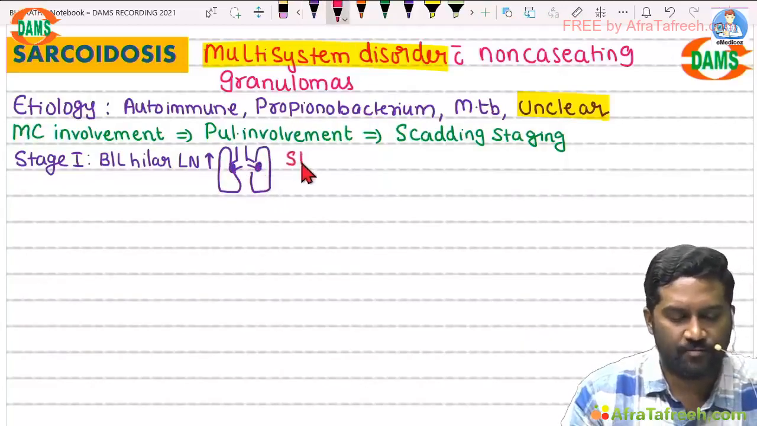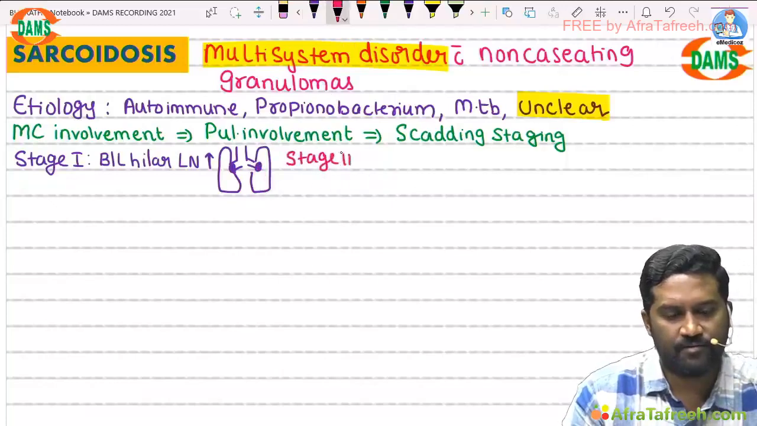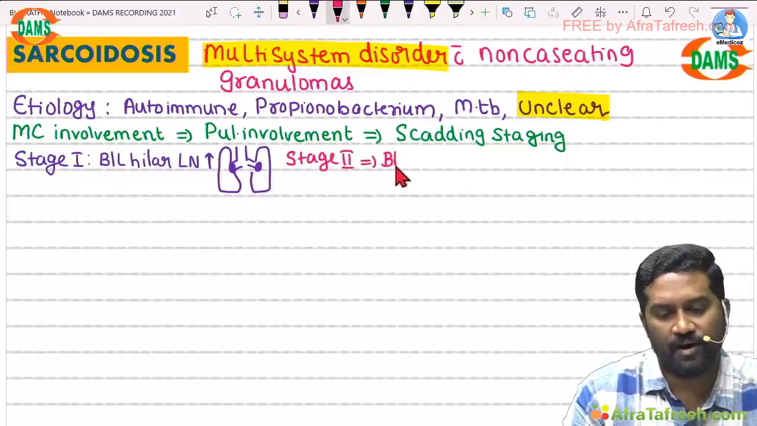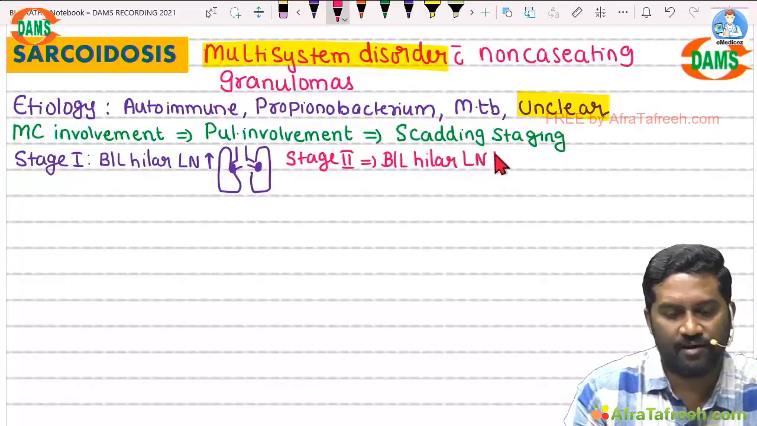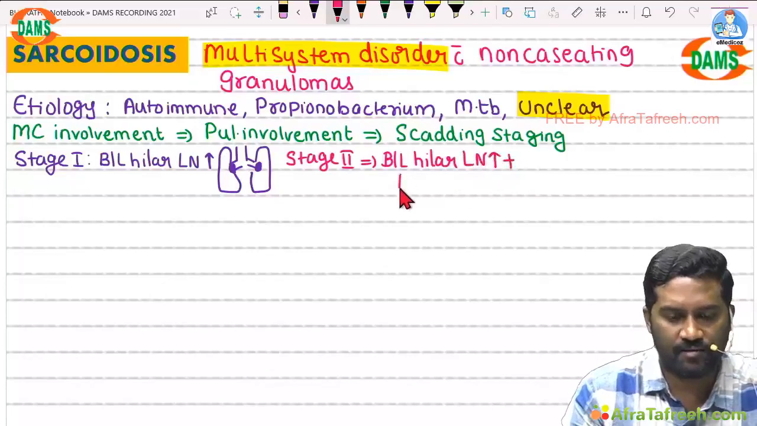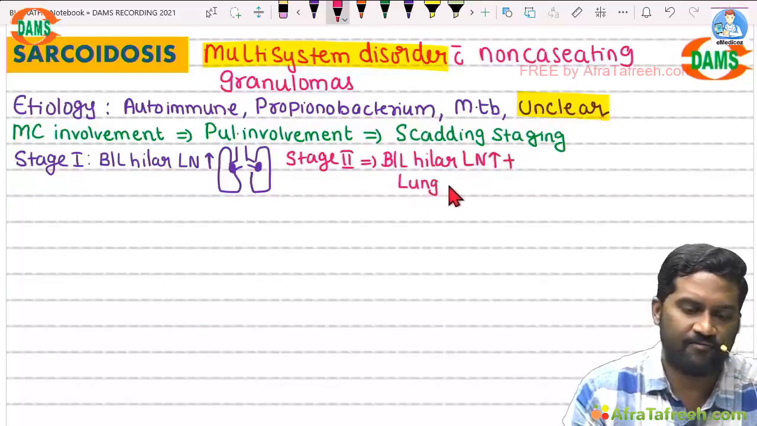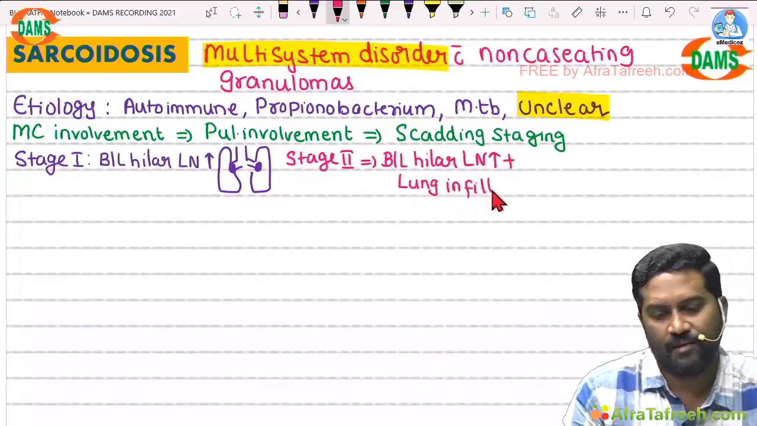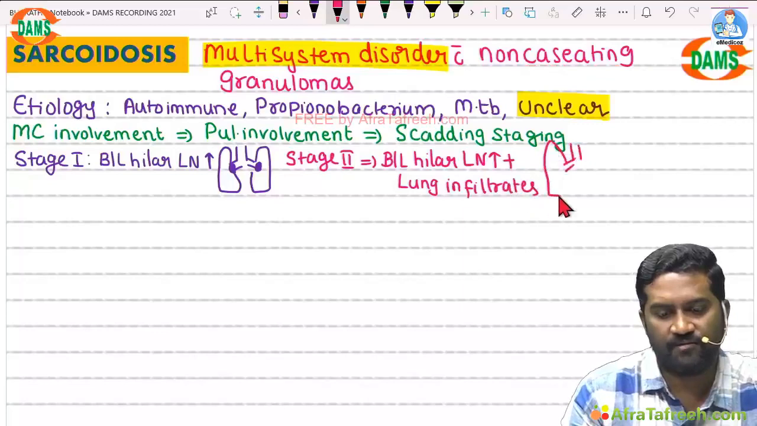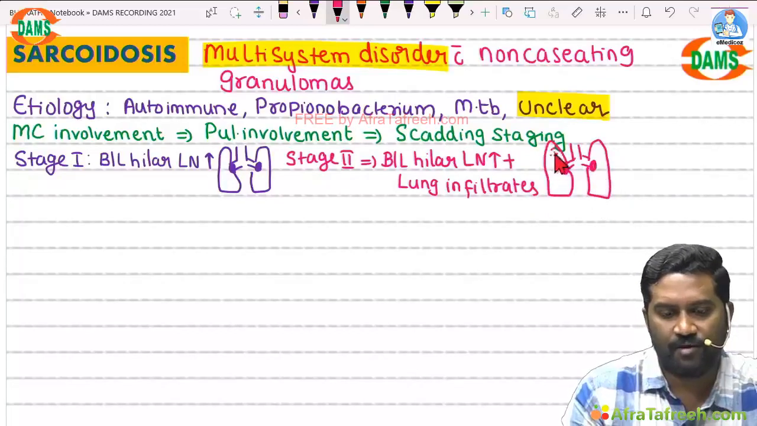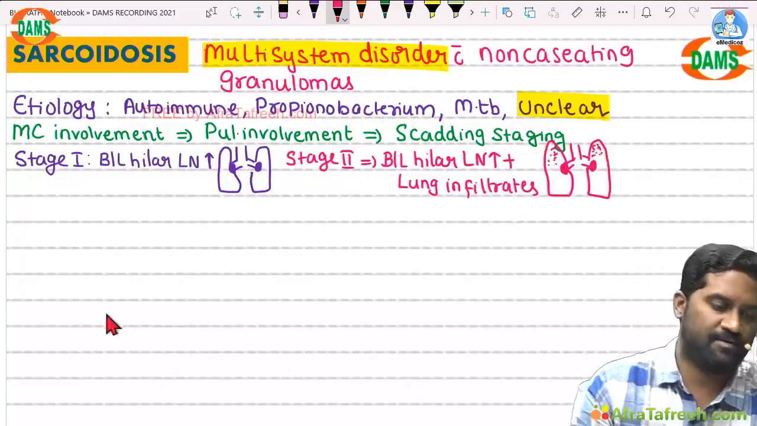Then stage 2, there will be bilateral hilar lymph node enlargement, along with that, few areas of lung infiltrates. This is how it appears. Consider this is the lung. There will be lymph node enlargement and few areas of lung infiltrates, preferably more in the upper zones.